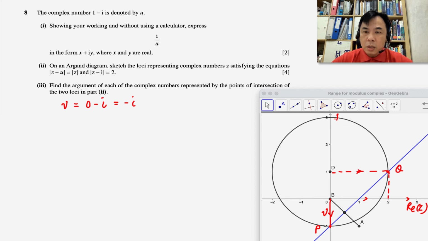This one here is the imaginary axis. Therefore, any angle, any argument that you need to find for a complex number must be an angle measured from the real axis, either clockwise or counterclockwise. For this complex number, we have to measure it clockwise from the real axis, and then it's very obvious it is 90 degrees. Therefore, we can say the argument of V is 90 degrees in radian measure.